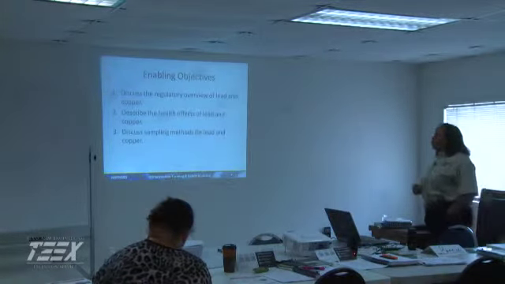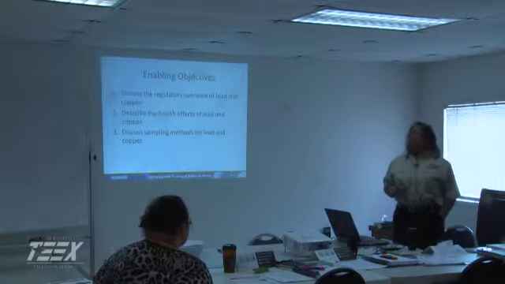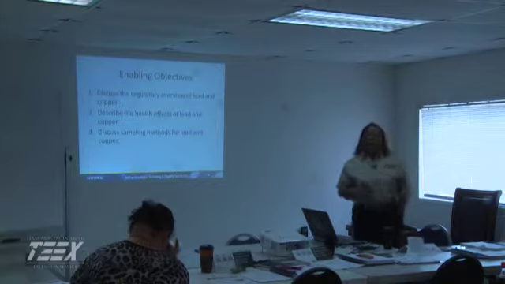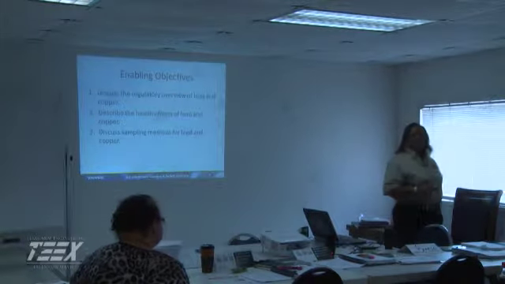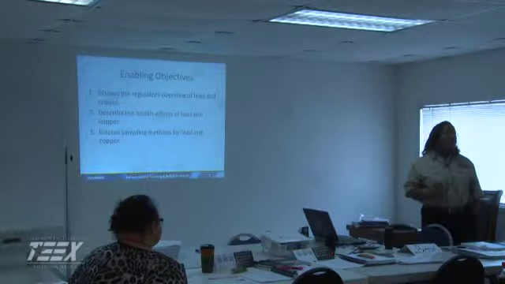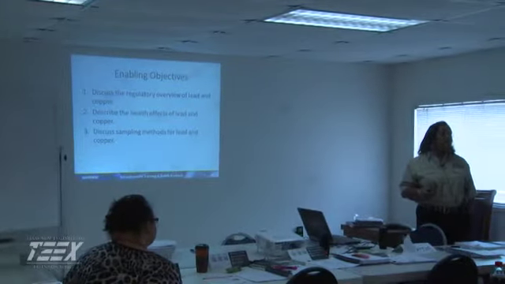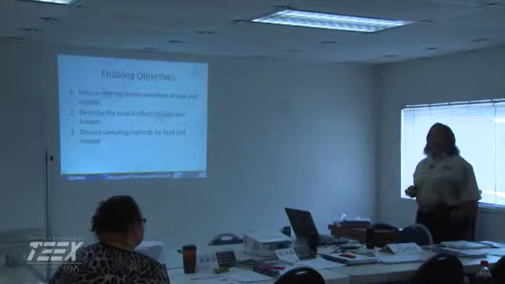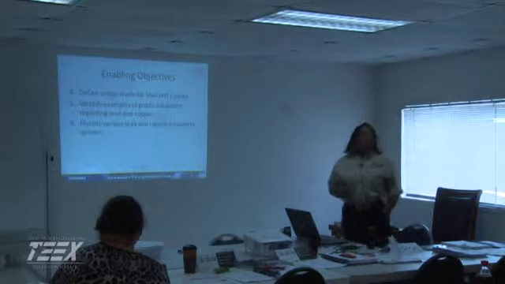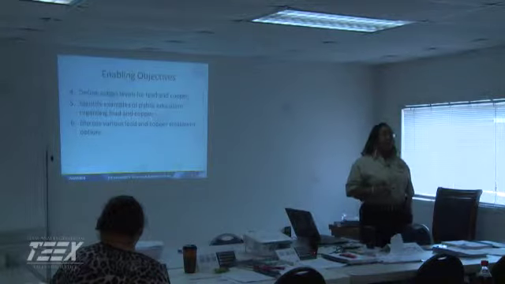We're going to look at the regulatory overview of the rule itself, describe the health effects of lead and copper, and we'll talk about sampling, which a lot of us are probably doing. How do we sample? What bottles do we use? Is there any preservative? Do we allow our customers to pull the samples? And then we'll define the action levels for lead and copper.